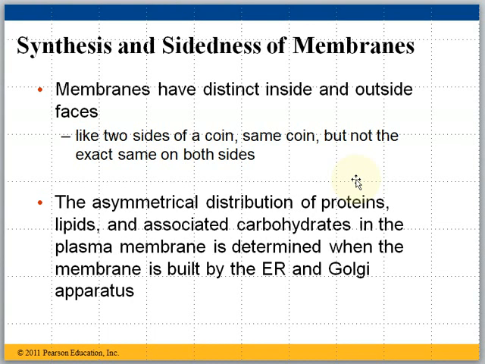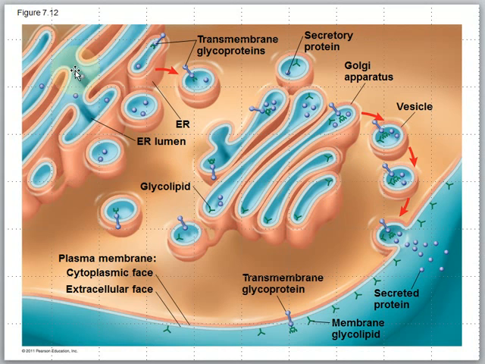So a picture is always better than words. So let's take a look at a model or a picture to kind of understand this idea. So here we have the endoplasmic reticulum. And remember, it is creating membrane, and it's basically squeezing off portions of this membrane. And you can see kind of the blue and then the peach or brown color here.